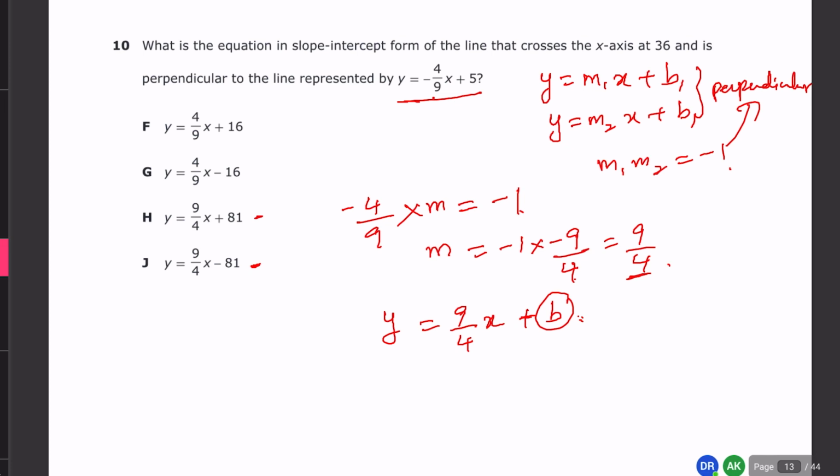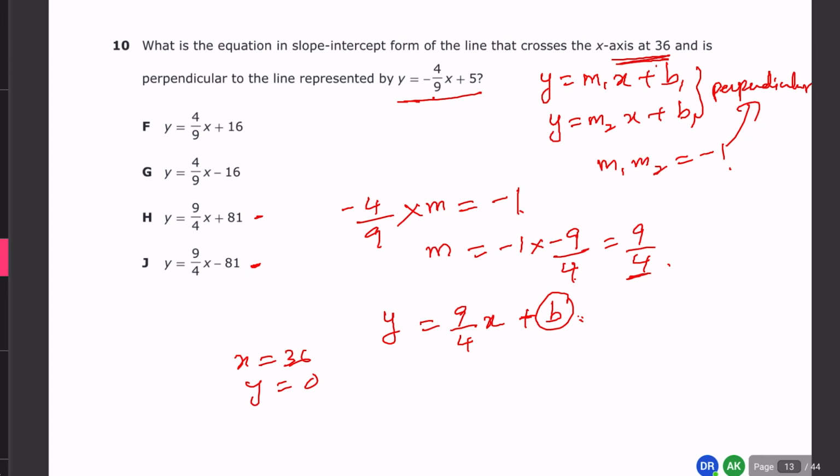So now he is telling that the slope intercept form, the line crosses the x-axis at 36. It crosses the x-axis at the point 36, it seems. So when it is crossing at 36, y should be equal to 0. If x is equal to 36, y should be equal to 0. So it should be between H and J.